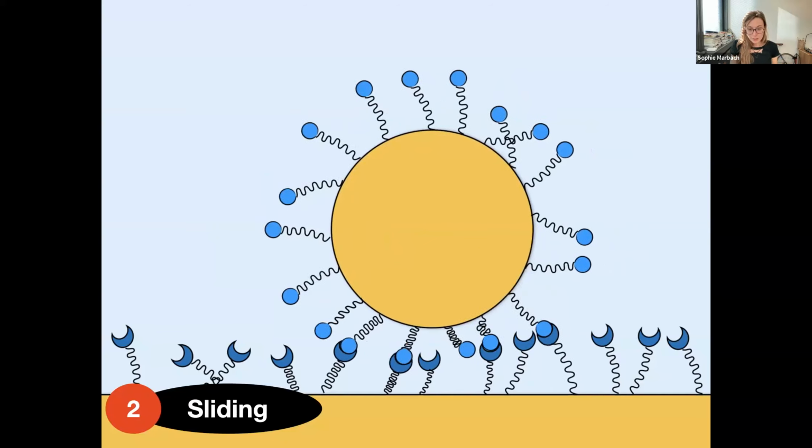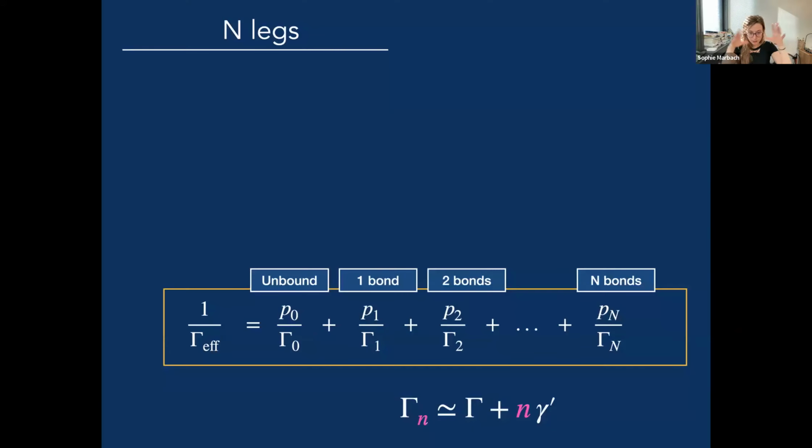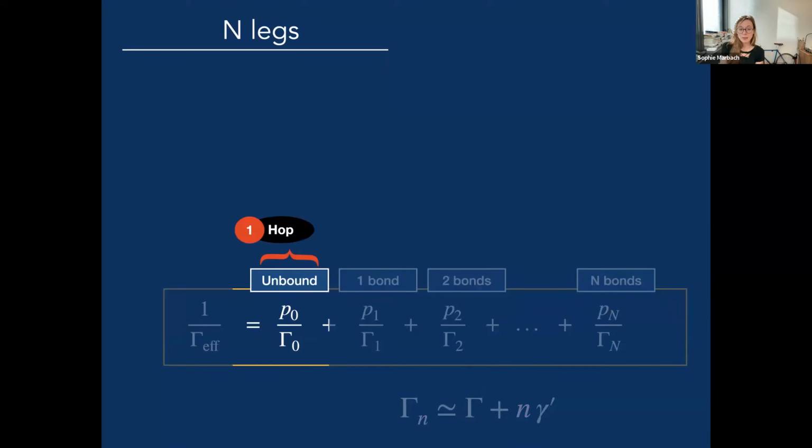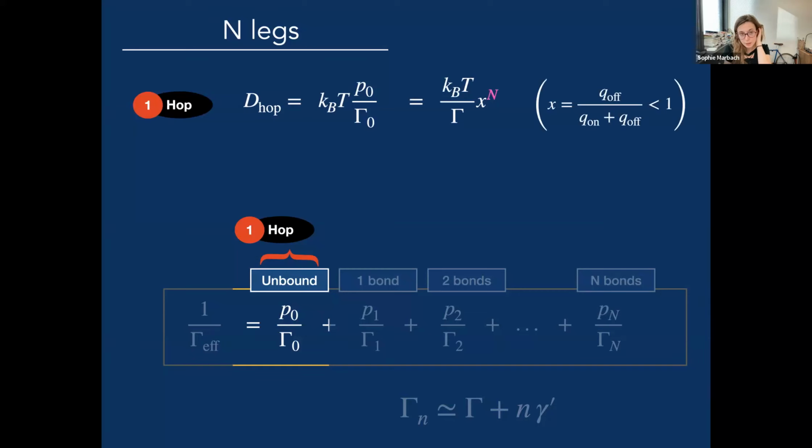Okay, so what was in the model? Well, in this model, we had this big formula. And in fact, in this formula, there is the probability to hop and the diffusion coefficient while hopping in this unbound term. So one thing I can do is build the diffusion coefficient for hopping from this term that scales like some little number x that is smaller than 1, to the power n, where n is the number of legs.